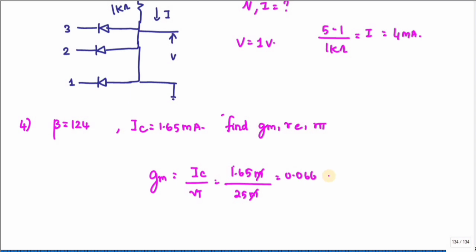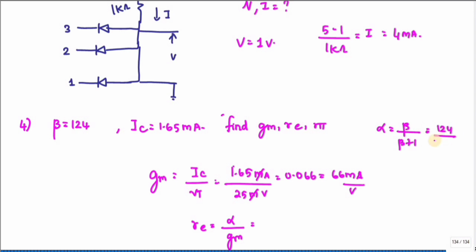So I will get GM is equal to 0.066, that is 66 milliamps per volt. So RE is equal to alpha divided by GM. So alpha is equal to beta divided by beta plus 1. So it should be less than 1 always. So 124 divided by 125. So I will get answer as 0.999. So it is approximately equal to 1, right?